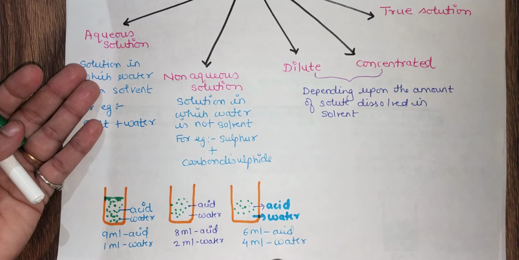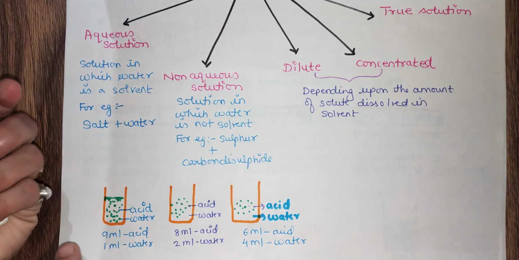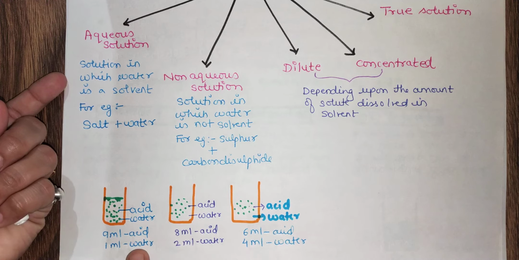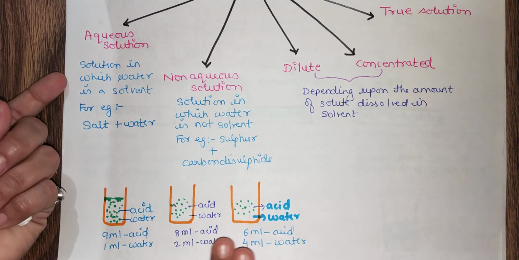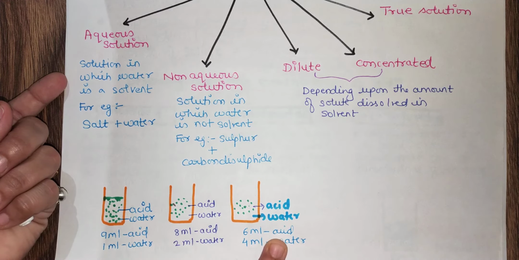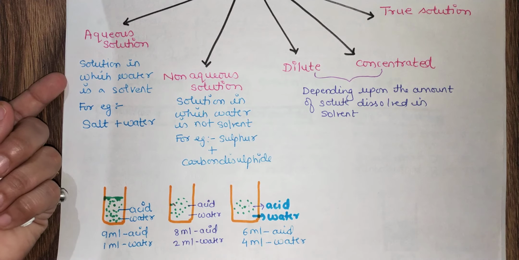That means this part is containing more amount of solute than solvent, so this will be your concentrated solution. While going from this beaker to this beaker, we can see that gradually the solute amount is decreasing. So here you will get the dilution of this solution. That means this will be more concentrated solution and this will be less concentrated solution.